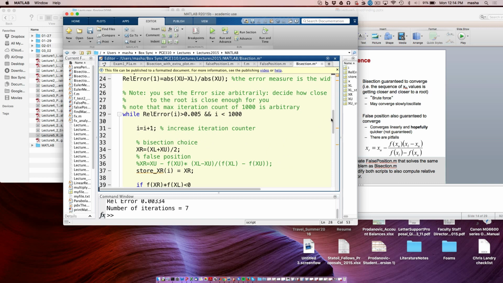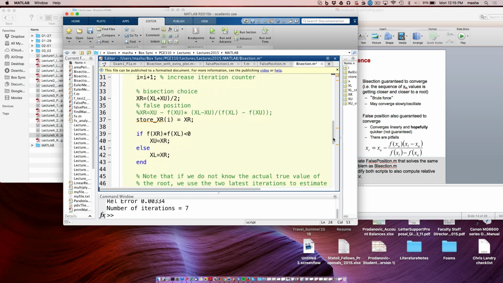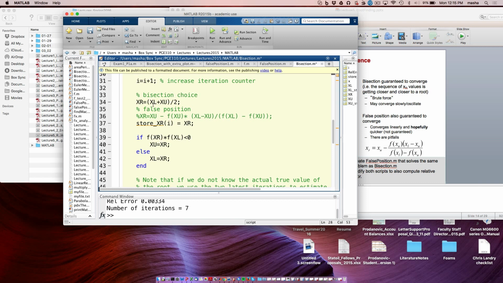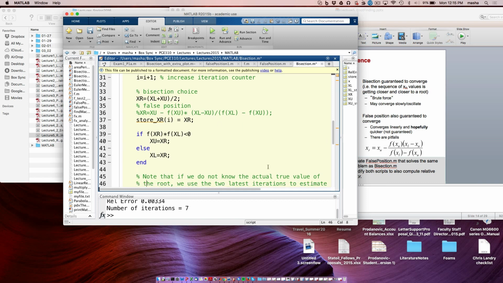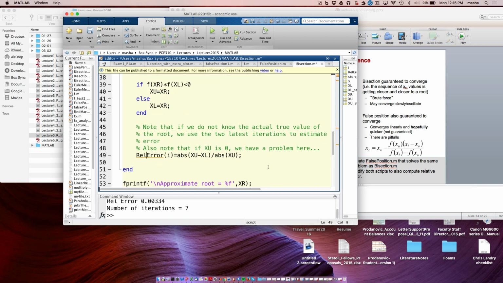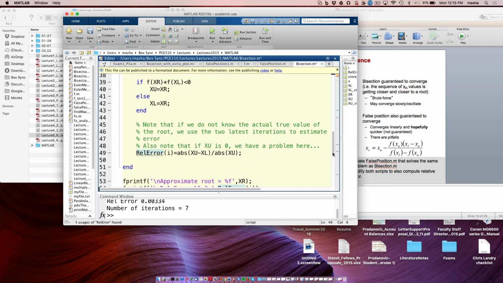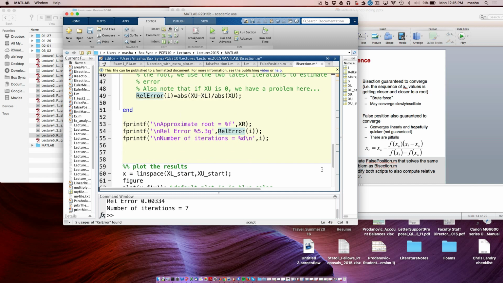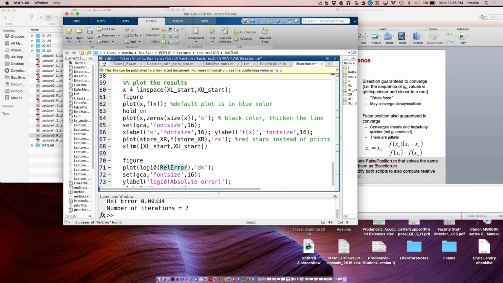And then I'm going to increase the counter, and my bisection choice is just to halve this interval. Okay? And if f of xr, this new choice, times f of xl is less than 0, then let the upper value become xr, because xl, xr is a good choice of bracket in the next step. Otherwise, xl is xr. And this is essentially what keeps going in the while loop. I will reevaluate the relative error, and I will keep going. I'm remembering the relative error as I go, so I can plot it at the end. So after this, I'm going to turn off this plot.